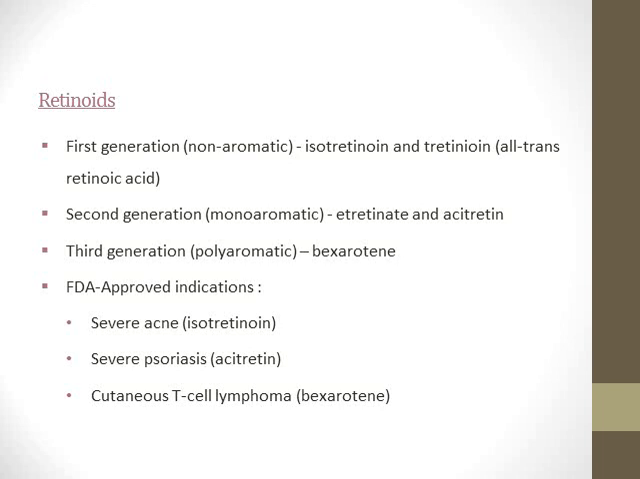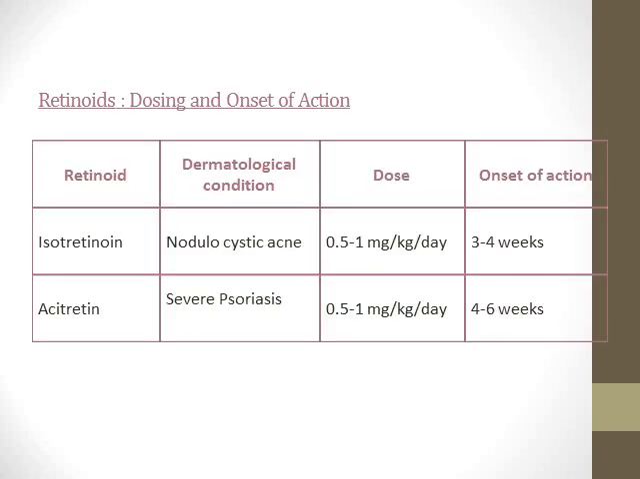The other group of drugs that we use is retinoids, which we had discussed in the previous class regarding the topical retinoids, tretinoin and adapalene. Whereas in systemic retinoids, what we usually use is isotretinoin and acitretin. FDA approved indications of these retinoids are severe acne, that is isotretinoin use, severe psoriasis, that is acitretin is used, and cutaneous T-cell lymphoma, bexarotene. Dosing: isotretinoin is used in nodulocystic acne at the dose of 0.5 to 1 milligram per kg per day for a period of 3 to 4 weeks. Acitretin is used in severe psoriasis at the same dose of 0.5 to 1 milligram per kg per day for 6 weeks.